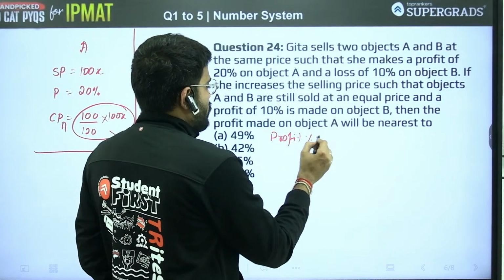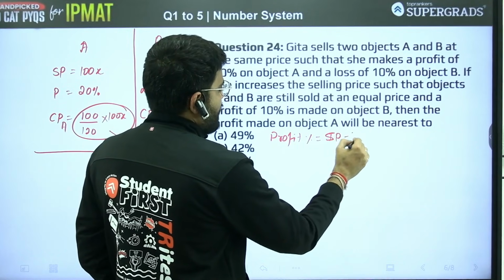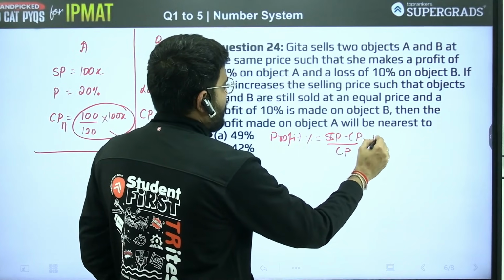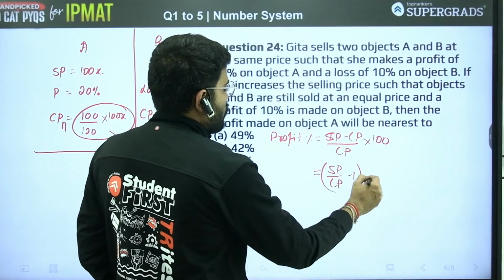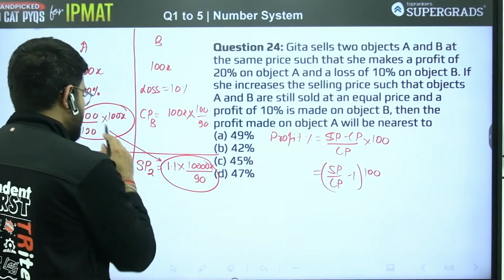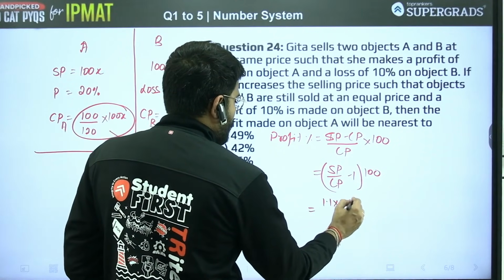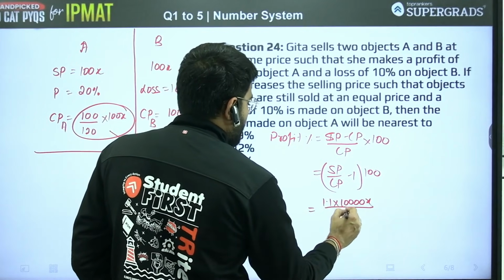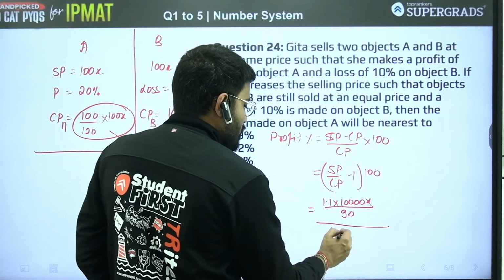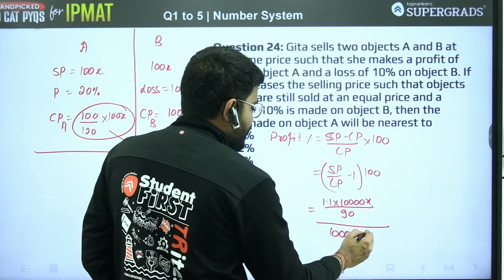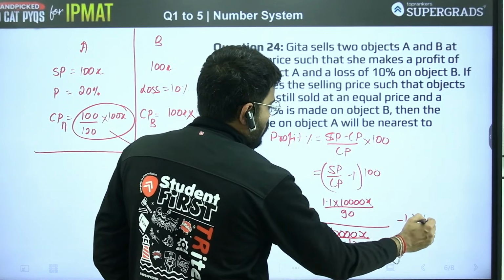So profit percent is equal to SP minus CP upon CP into 100, or I can say SP by CP minus 1 into 100. So I get SP by CP. So SP by CP will be equal to 1.1 into 10,000x by 90 upon 10,000x upon 120. And now you can figure out why I have not cancelled anything. Upon 120 minus 1 into 100.